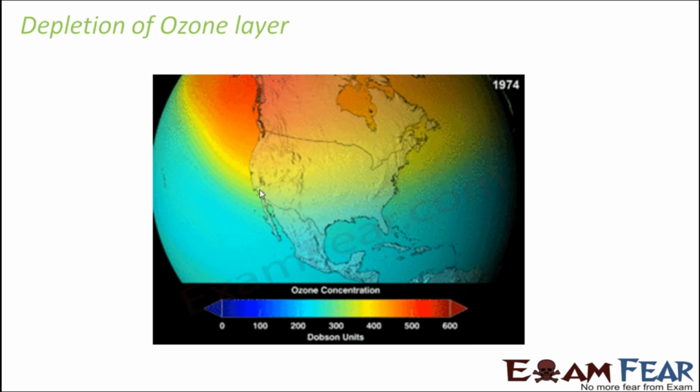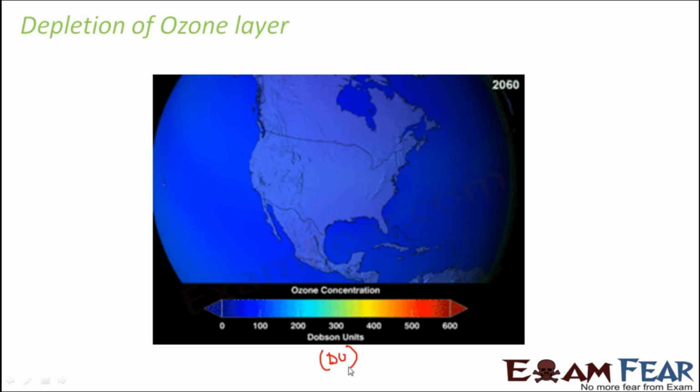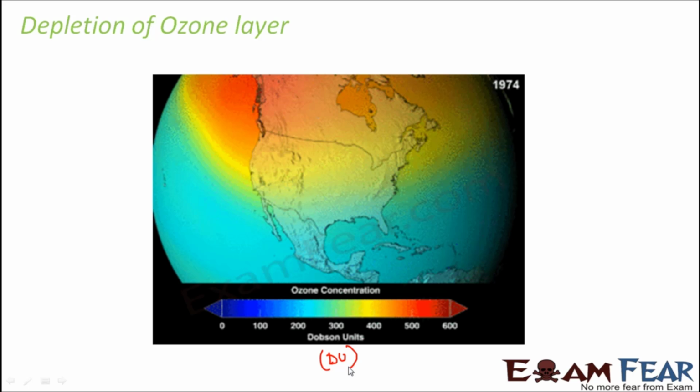So if you actually look at the depletion of the ozone layer, you would see that the thickness of the ozone layer is generally measured in Dobson units, which is also written as DU, just a parameter to measure the thickness of the ozone layer. It has been seen that the decrease in the thickness of the ozone layer has happened really fast. You see the ozone concentration has been shown in this scale, and this shows that as time passes by, every 20 years, the ozone concentration is gradually decreasing.